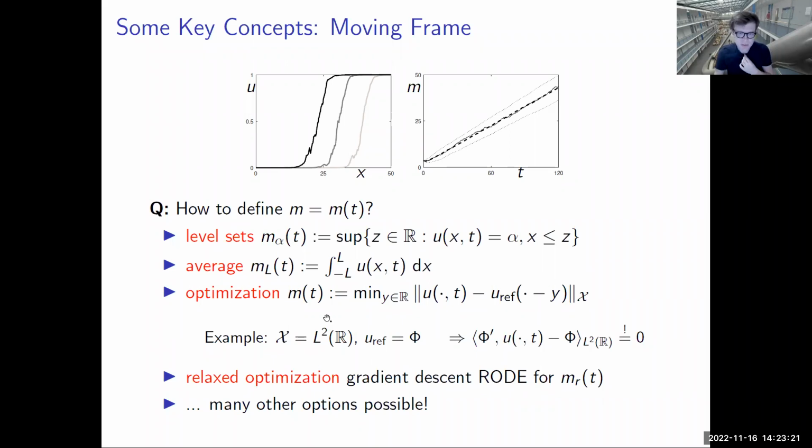For mathematical purposes, it's much better to compute this marker as a solution of an optimization problem. What is the optimization problem? I'm looking at the marker, which is actually telling me how far away I am from a certain reference profile.